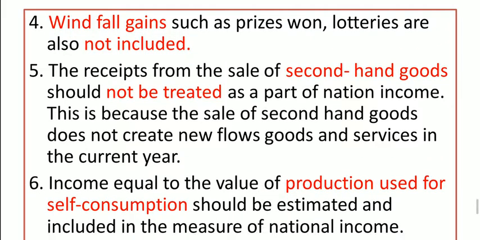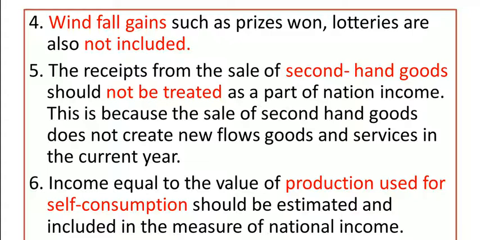Then fifth, the receipt from the sale of second hand goods should not be treated as part of national income. This is because the sale of second hand goods does not create a new flow of goods and services in the current year. So students, second hand goods are never counted. The sale of second hand goods will not be treated as national income, but the dealer's commission or broker's commission on second hand goods will be counted in national income.